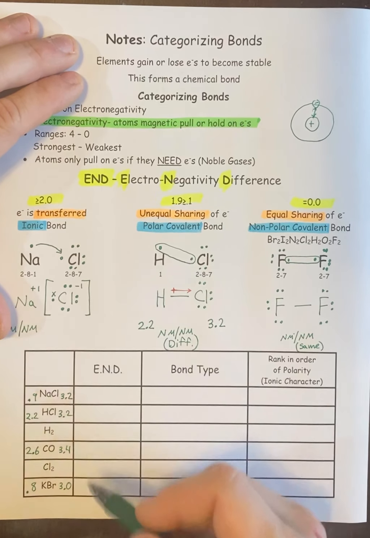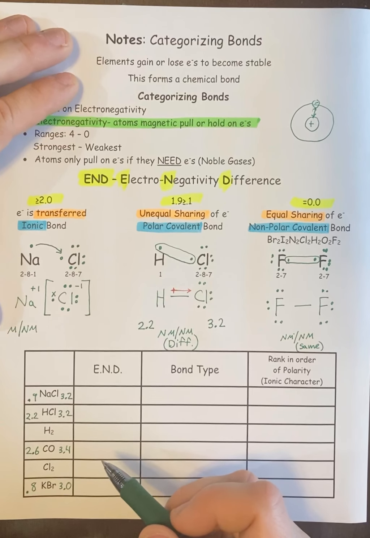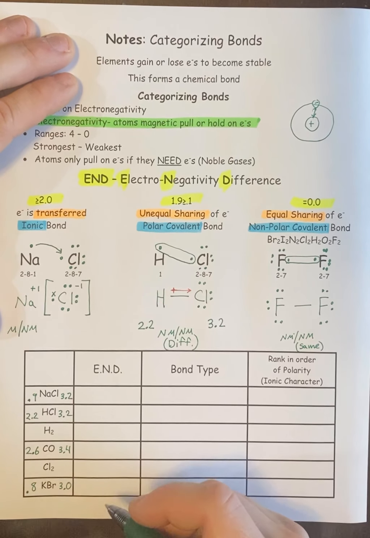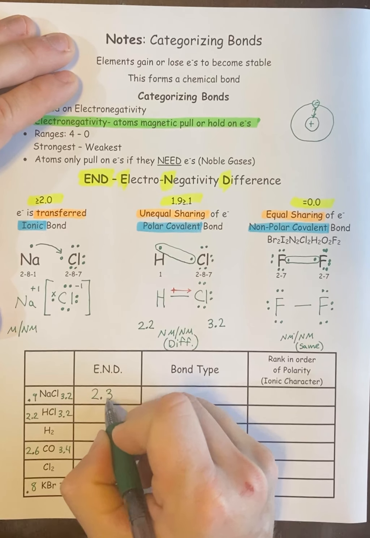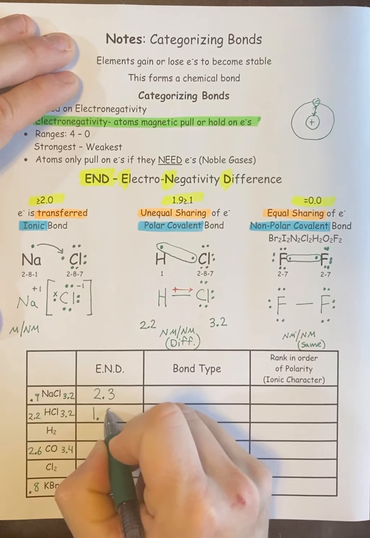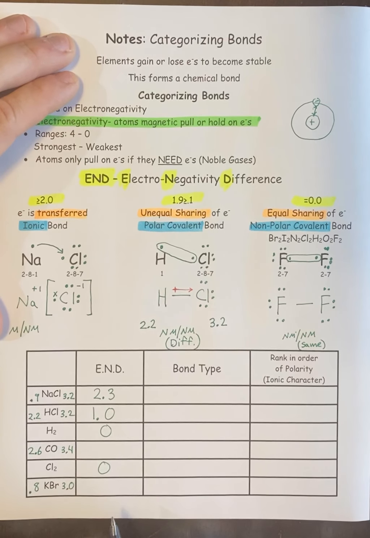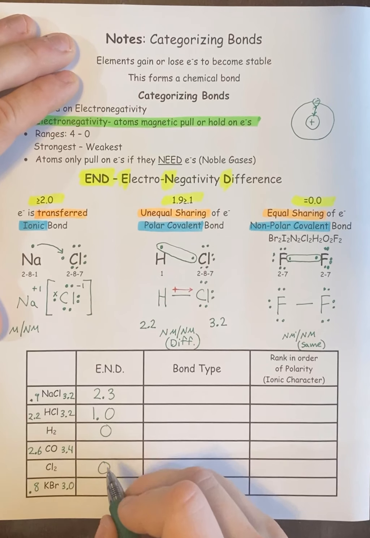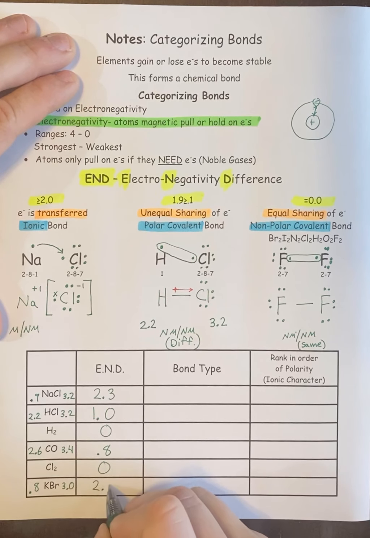And then what I'm going to do for the E.N.D is I'm going to subtract it and make it a positive number. So we always keep these positive. We don't have to worry about negatives. And then just write it down. So for the first one, it's going to be 2.3. The second one, 1.0. The H2 and the Cl2 are going to be 0 because they're two nonmetals and they're the same. That's why you can quickly identify them and even skip steps there. The next one is going to be 0.8, and the KBr is going to be 2.2.